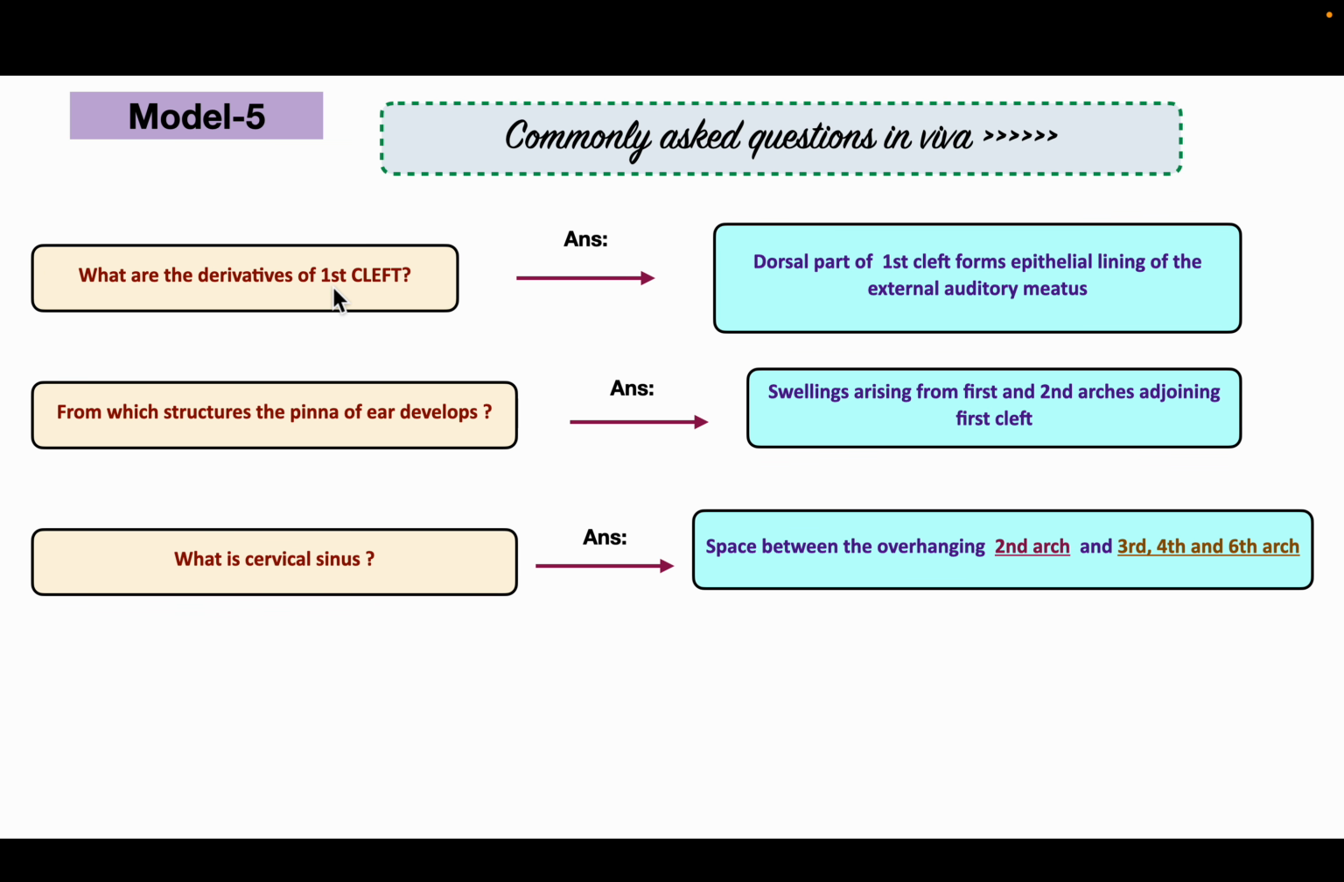Then what are the derivatives of the first cleft? As I have told you, the external auditory meatus. So from which structure does the pinna of the ear develop? That is the swelling arising from the first and second arches adjoining the first cleft.